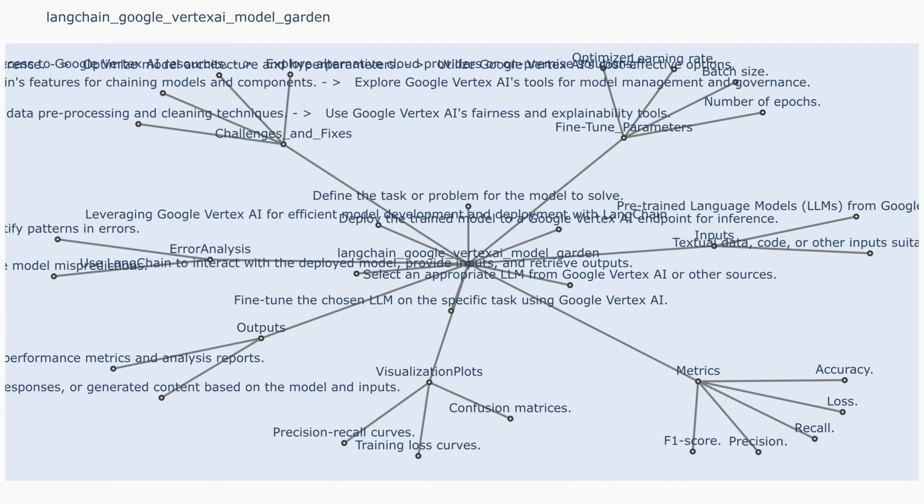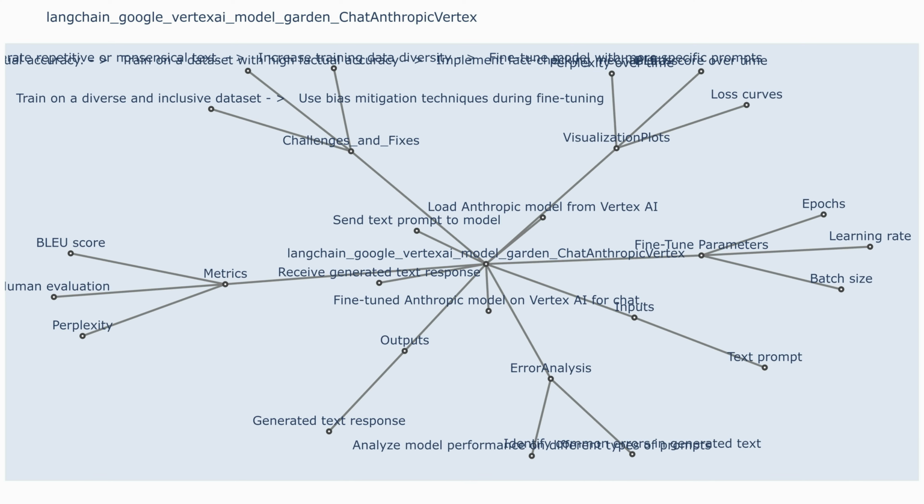Fixes to Challenge 5: implement robust input sanitization and validation measures to prevent malicious inputs from reaching the model. Regularly monitor the model for signs of adversarial attacks, and use techniques like adversarial training to make the model more resilient to attacks. Langchain Google Vertex Model Garden Chat Anthropic Vertex.